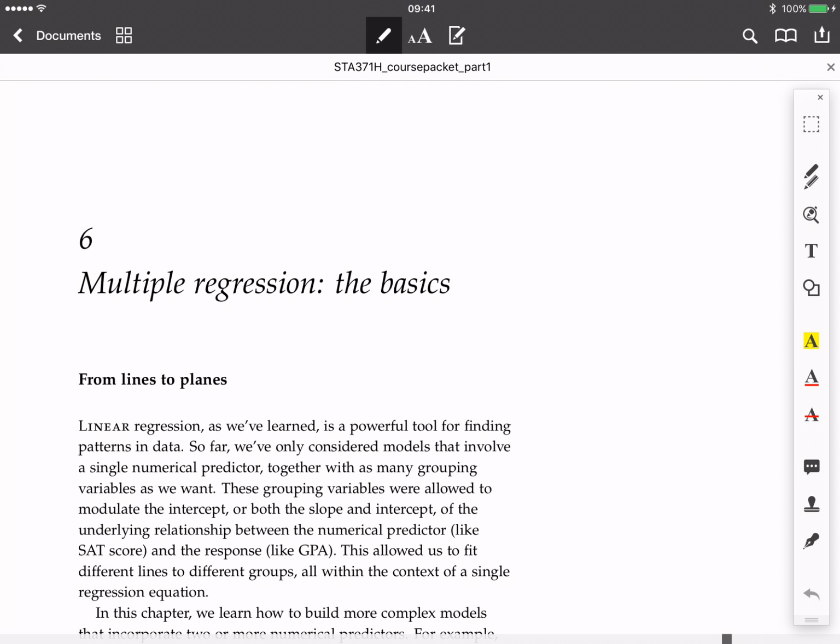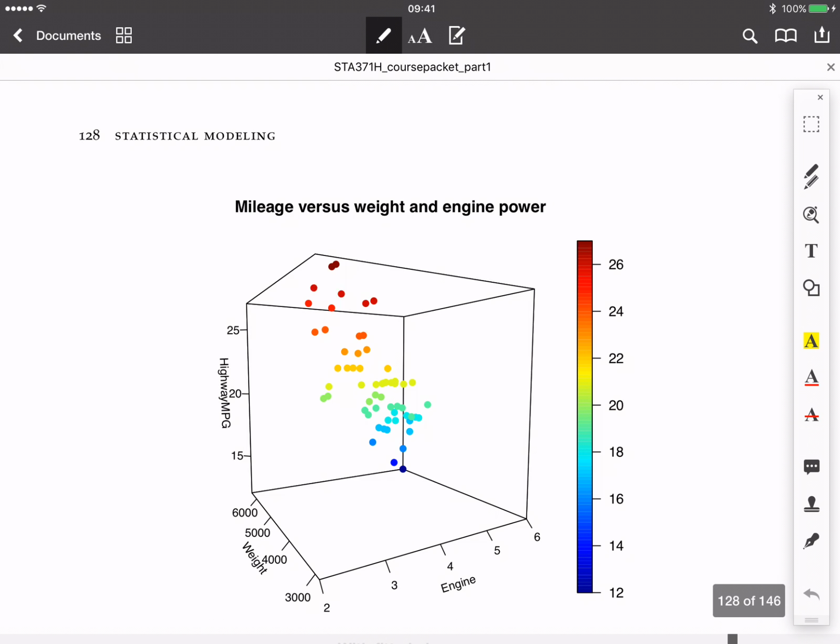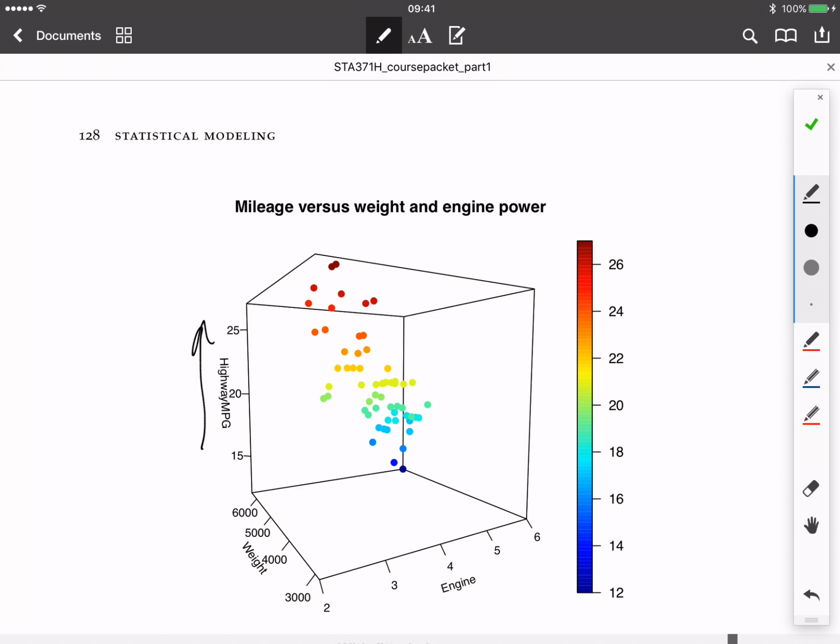To motivate this idea, I'm going to look at the picture on the next page. What you're seeing here is a three-dimensional plot of three variables, projected onto the 2D page. Every single dot in this picture is a car, and you're seeing three facts about that car plotted. Along the vertical axis, you're seeing the gas mileage of that car, specifically the highway miles per gallon, from 15 up to 25 right here.